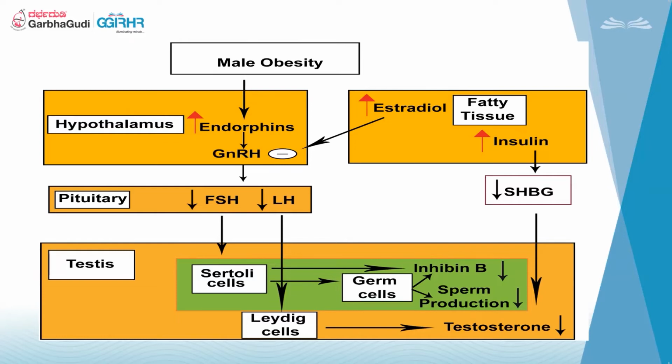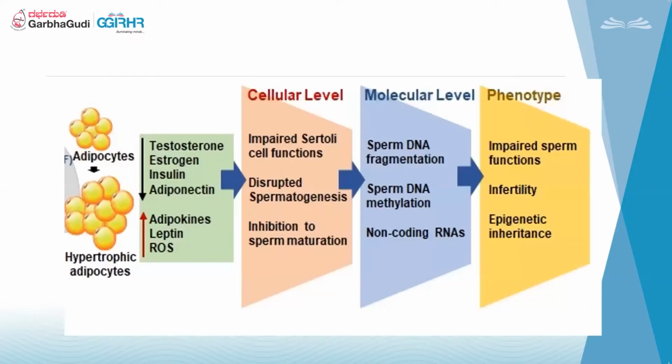As we know, the testes have dual functions, spermatogenesis and steroidogenesis. So both are going to be affected here. The Sertoli cells won't get much FSH, and the Leydig cells won't get much LH. So both ways, the germ cells, production of inhibin and sperm cell production, everything will go down, and Leydig cells won't be able to produce much testosterone. So finally, we will have impaired sperm function and infertility, and as I said, infertility is very common.